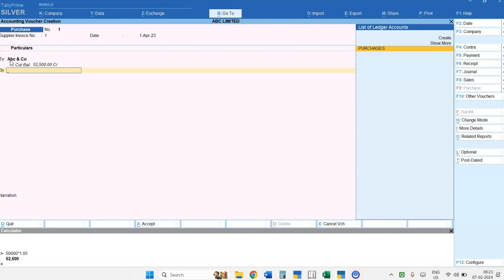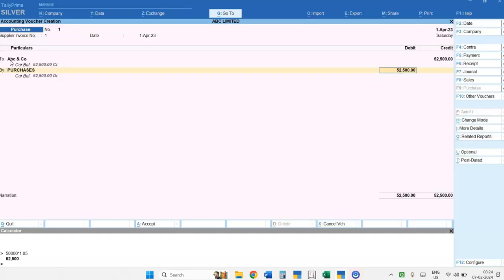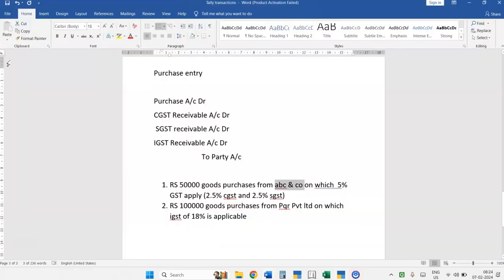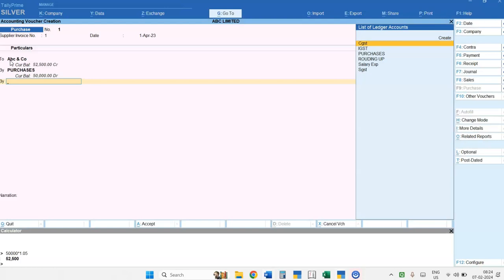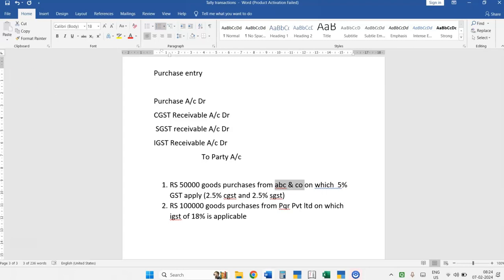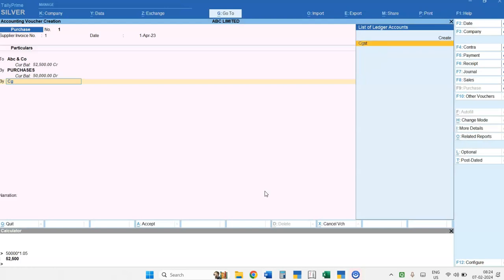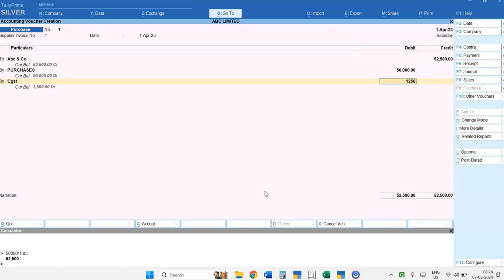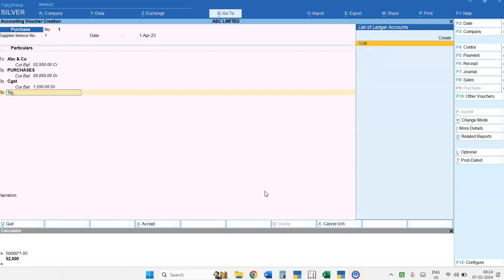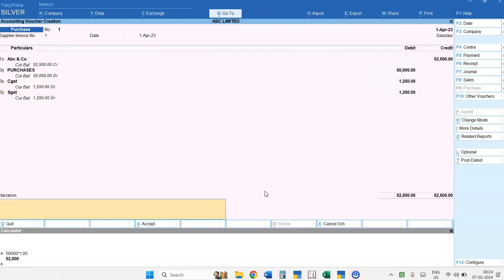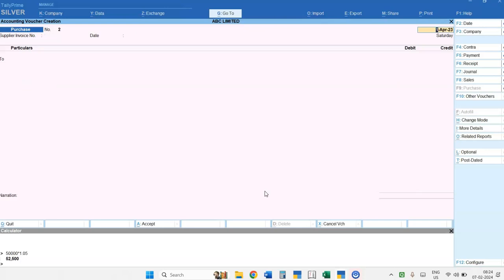Which account is going to be debited? The purchases account. The purchases account is going to be debited with the basic amount of goods. What is the basic amount of goods? 50,000. Now which account is going to be debited? GST receivable. Which GST? CGST and SGST at 2.5%. So I write down here CGST receivable account debit 1250 and SGST receivable account debit 1250. Here I will write down the narration and press enter at the end. So my entry will be done.